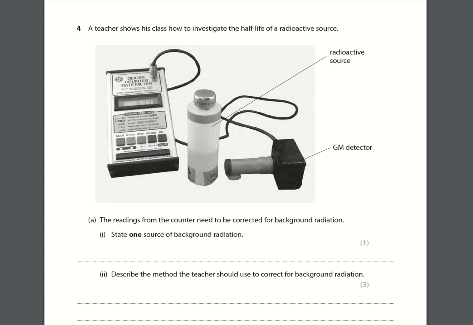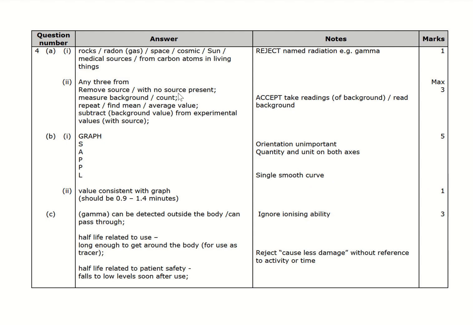State one source of background radiation. It can be rocks, radon gas, space, cosmic rays, the sun, medical sources, or carbon in living things.